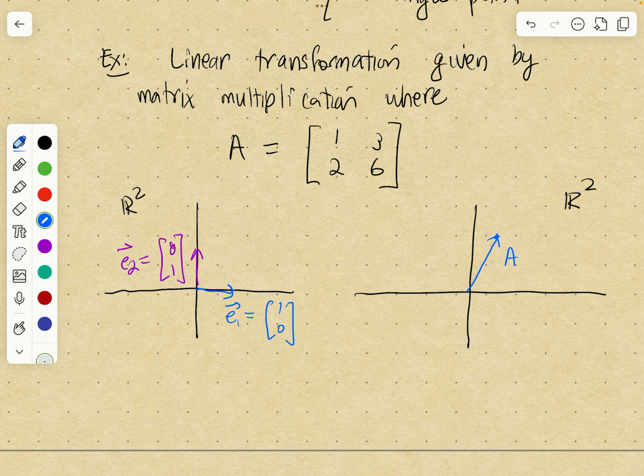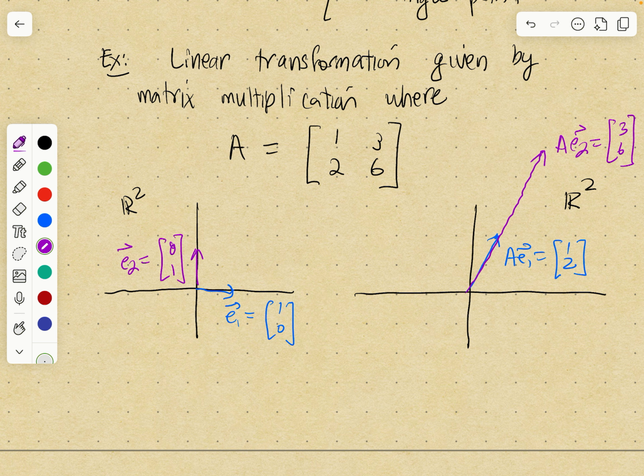Okay? A times E1 is going to be 1, 2. And I know that if I multiply A by E2, I'm going to get the second column. So I'm going to get 3, 6. Well, that's actually just the scalar multiple of 1, 2, right? It's just 3 times 1, 2. So A times E2 is going to be 3, 6.